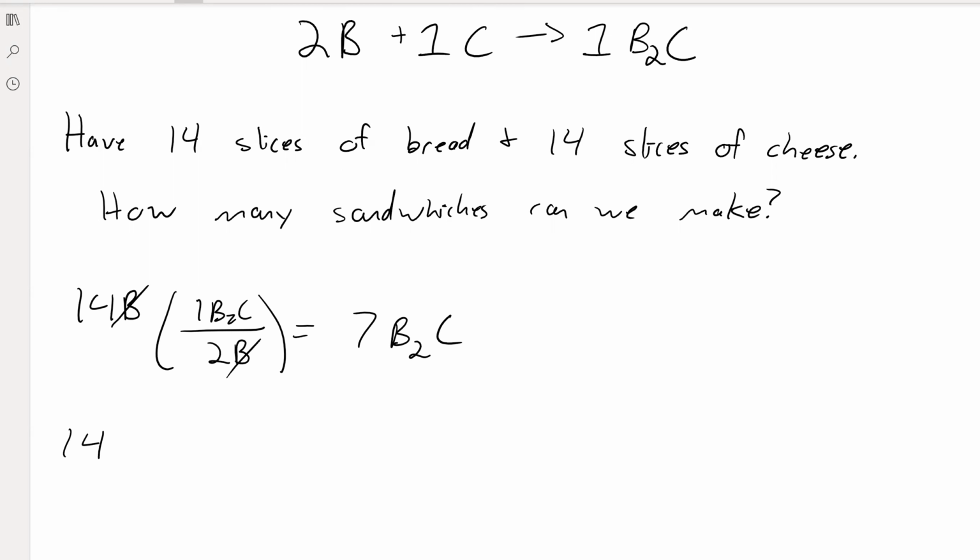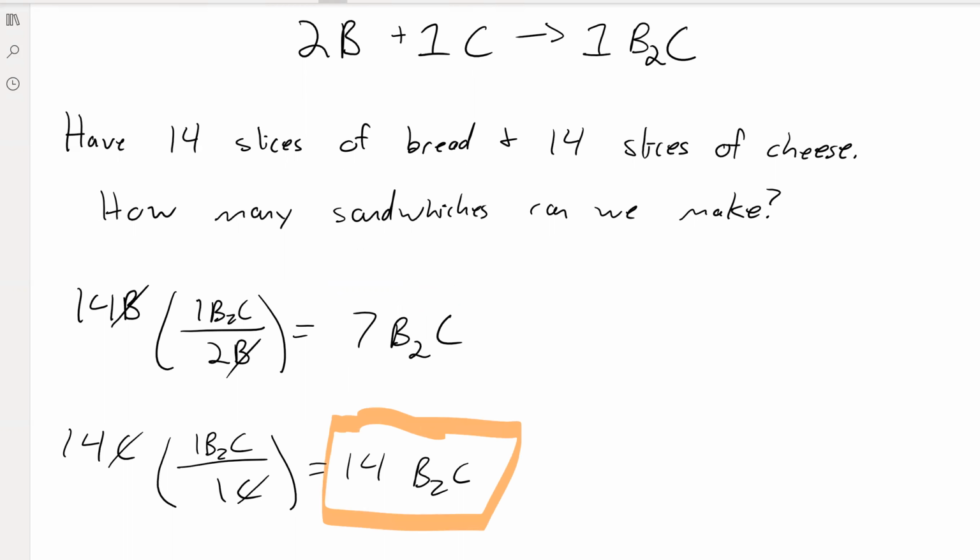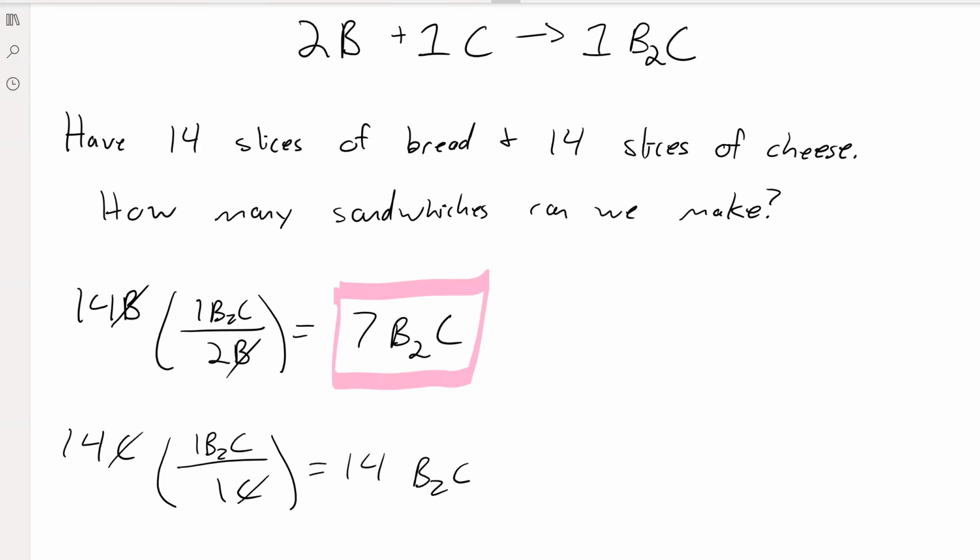And then let's check out our cheese. We have 14 slices of cheese. For every 1 cheese, you get 1 sandwich. That's 14 sandwiches. So if we have 14 slices of bread and 14 slices of cheese, one of our mathematical answers is telling us that we can make 7 sandwiches, and the other one is telling us that we can make 14 sandwiches. In the real world, you're only going to be able to make 7 sandwiches, because after you make 7 sandwiches, you're going to run out of bread, and it doesn't matter how much cheese you have, you can't make a sandwich without bread.